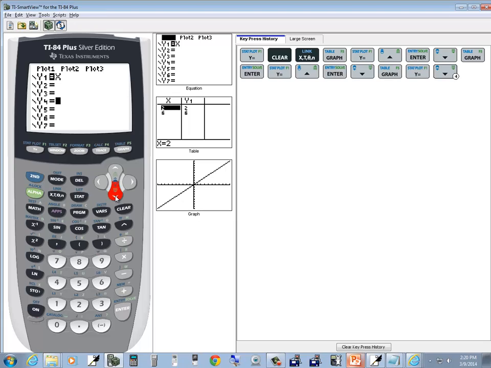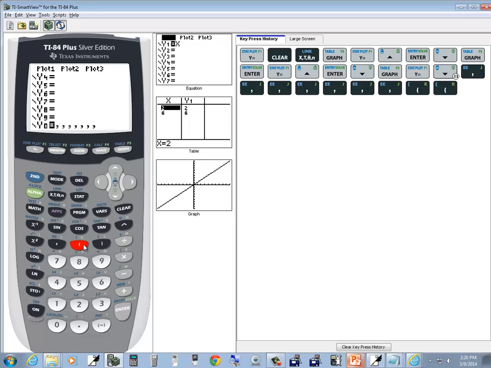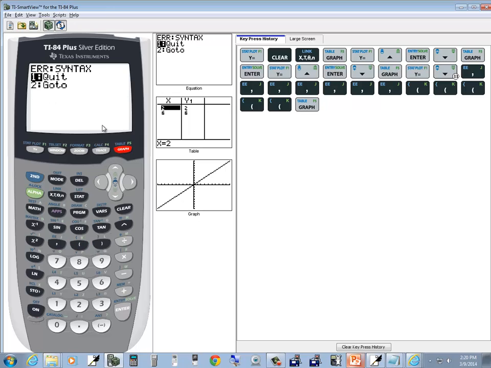If I scroll clear to the bottom, you'll see we have a Y8, Y9, and Y0. Occasionally students will get down here and put a bunch of garbage in Y0, some commas maybe, some parentheses, and so forth. And then they go and graph, and it gives them a syntax error.